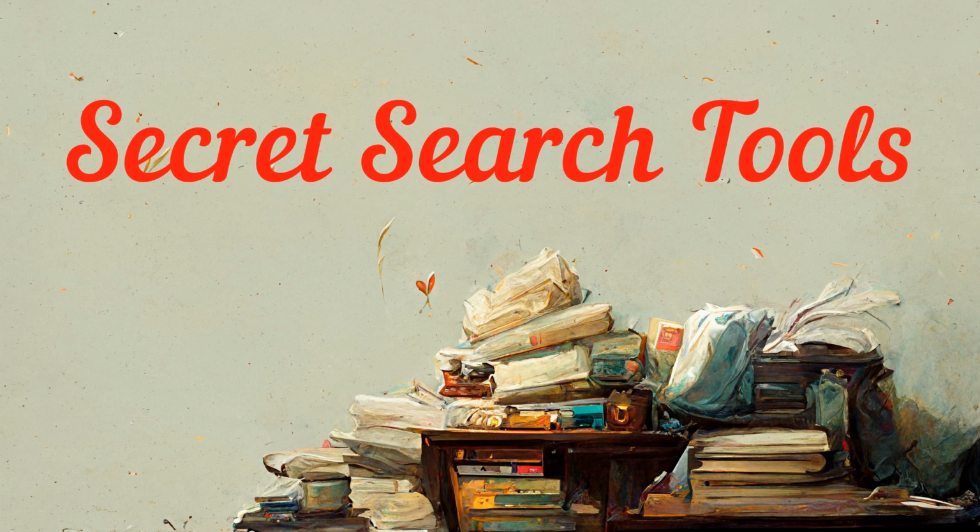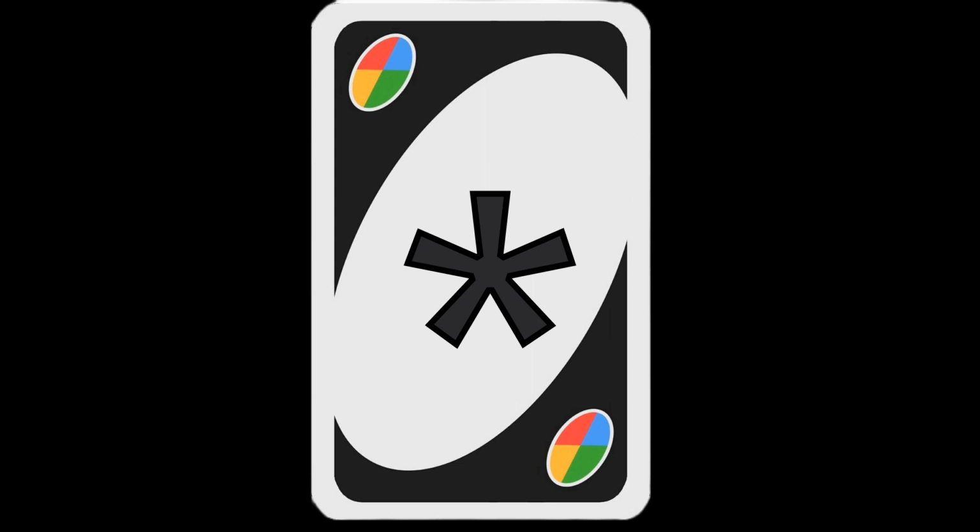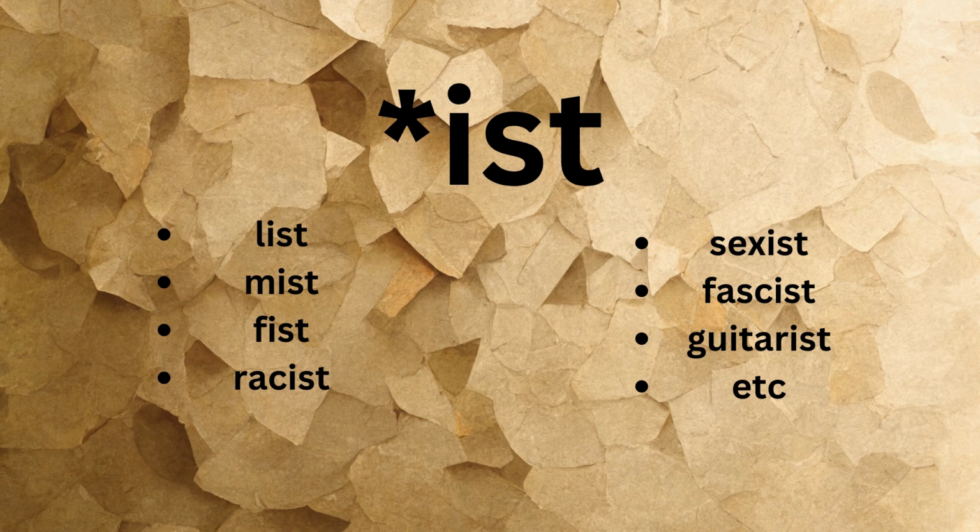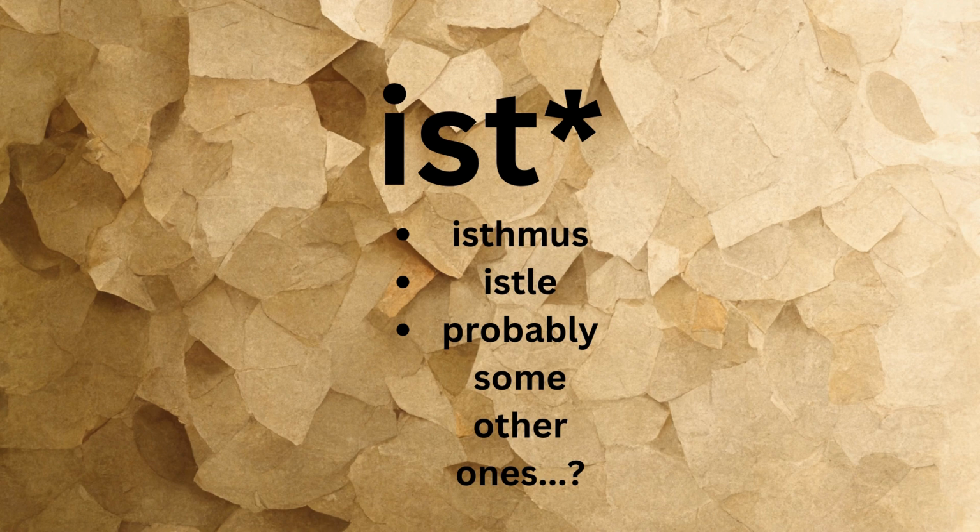In this video, I will tell you about a couple of handy little search tools that aren't common knowledge but can make your searches even better. The first of these tools is the wildcard. A wildcard search term can be created by adding an asterisk to a group of letters. For example, if you added an asterisk to the start of IST, the search engine would look for every word ending in IST. If you added the asterisk to the end of IST, the search engine would search for every word starting in IST.